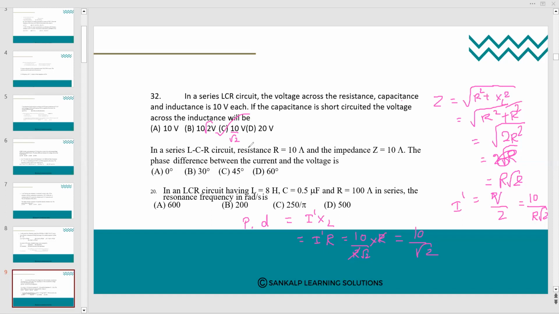V by Z. So V is 10, Z is R root 2. Therefore, potential difference across the inductance is given by what? I dash into XL. So I dash into R, that is I dash value into R will get cancelled. Therefore, you will get 10 divided by root 2. Okay. So go for the next question.